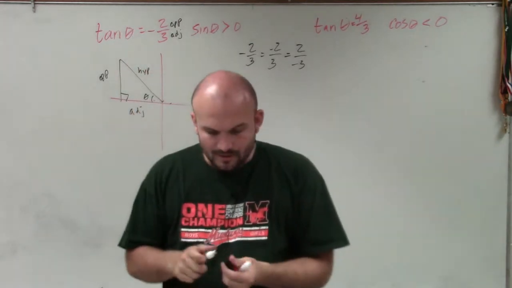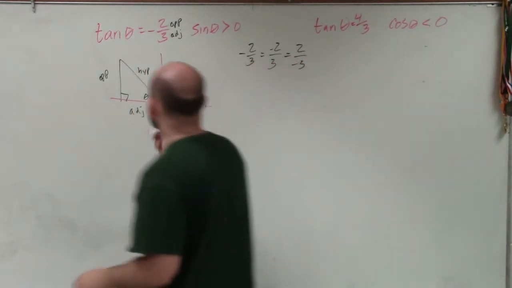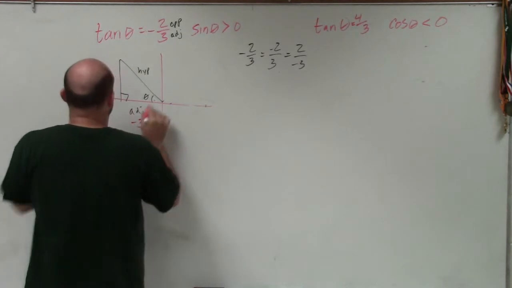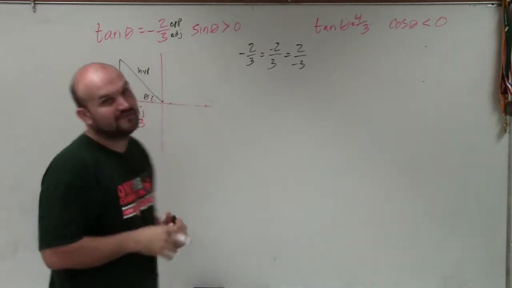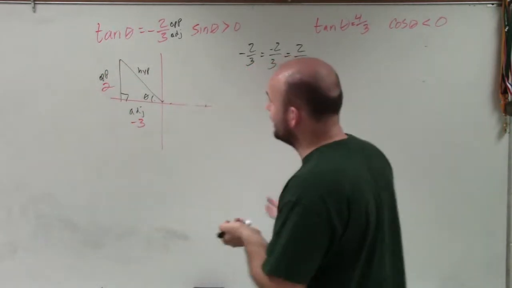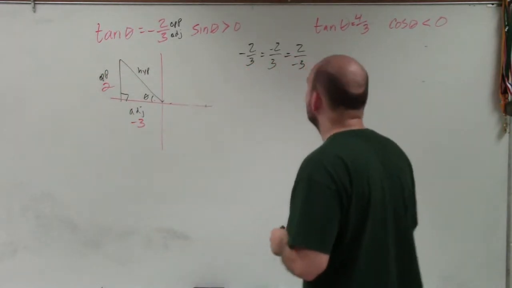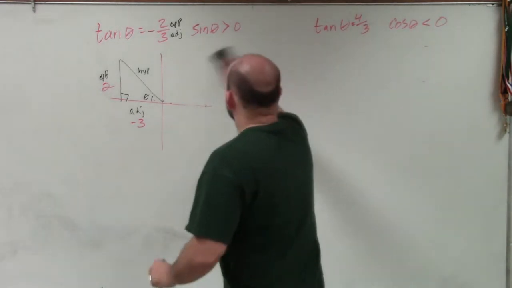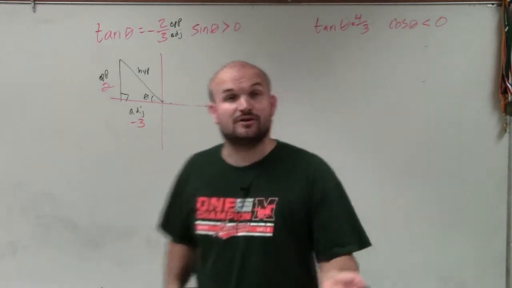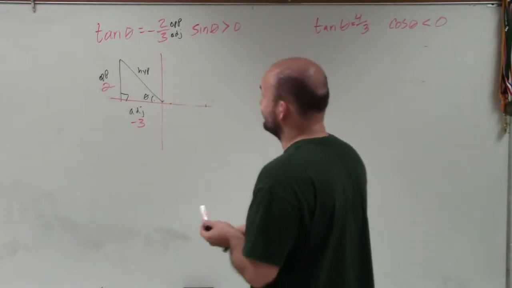So I know that the adjacent side is negative 3, and the opposite side is positive 2. Now I just need to figure out what the hypotenuse is. This is not a Pythagorean triple, so I'm going to have to use the Pythagorean theorem.